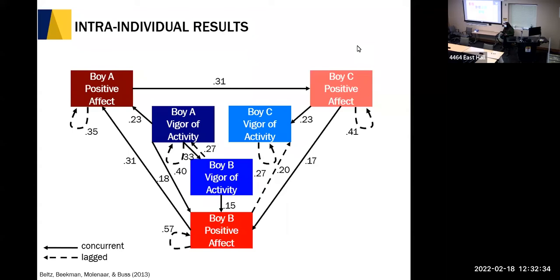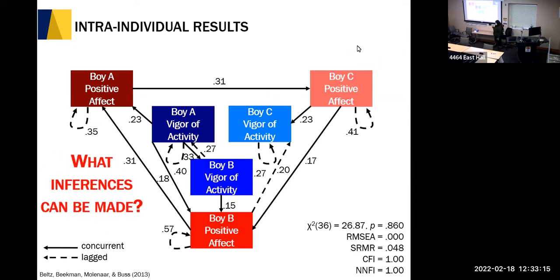So a USEM derives this personalized, or rather in this case, dyad-specific network that's continuously modeling the positive affect and vigor of activities for just this dyad. So these relations are unique to boy A, boy B, and boy C. And it's modeling these relations concurrently, so at the same moment, in those solid lines. And then it's also modeling the lagged relations, so how one moment is predicting the next, in those dashed lines.